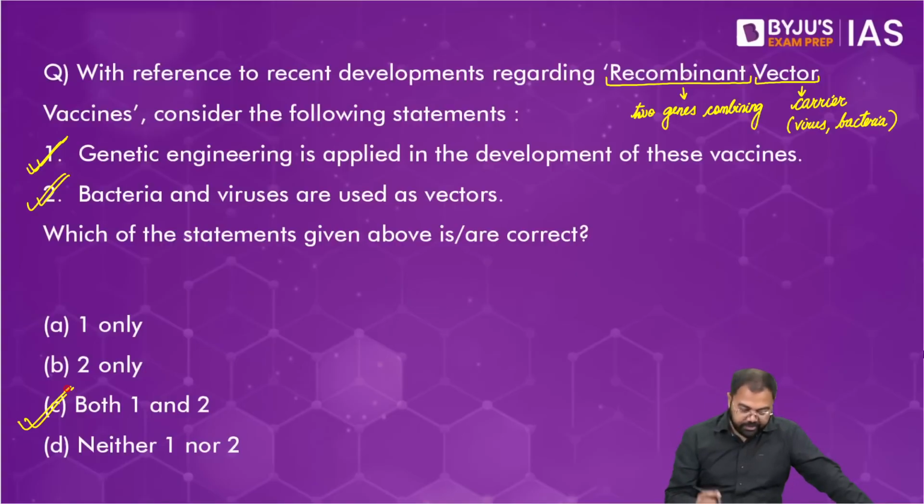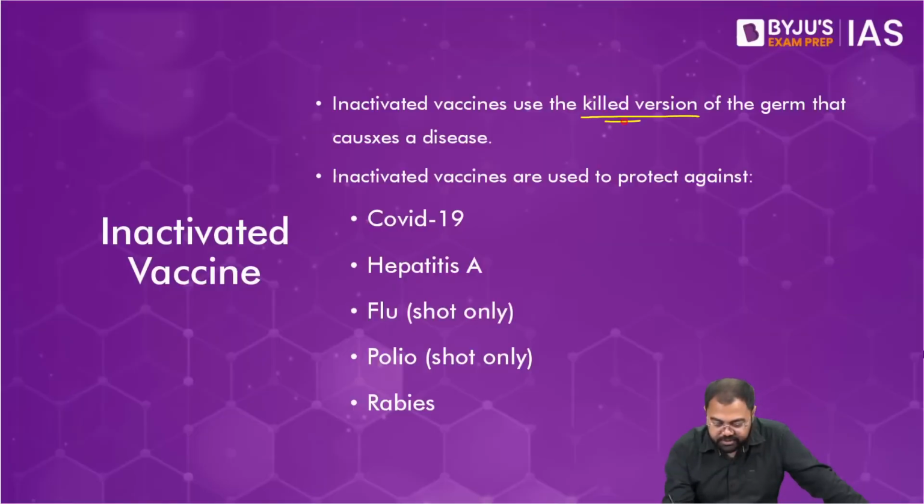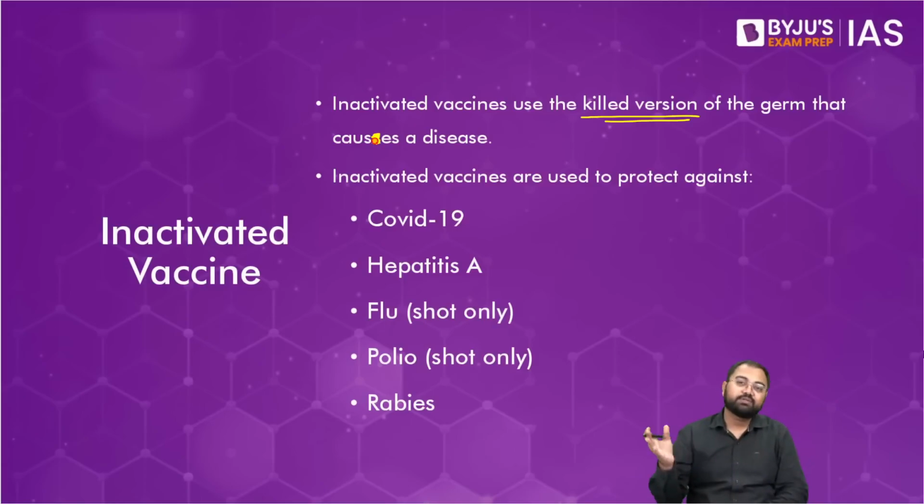So anyway, coming to all these important vaccines, the first one is the inactivated vaccine. Now, an inactivated vaccine is where we are using the killed version of the germ that causes the disease. So basically, in case of an inactivated vaccine, we first kill that pathogen we are using as an antigen. We first kill that life form, and then it is injected inside our body.